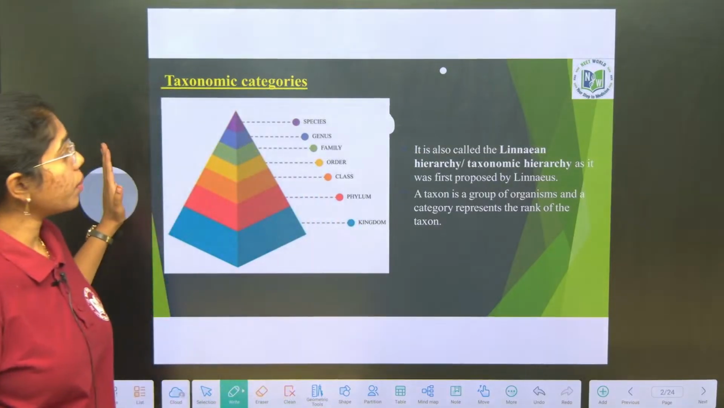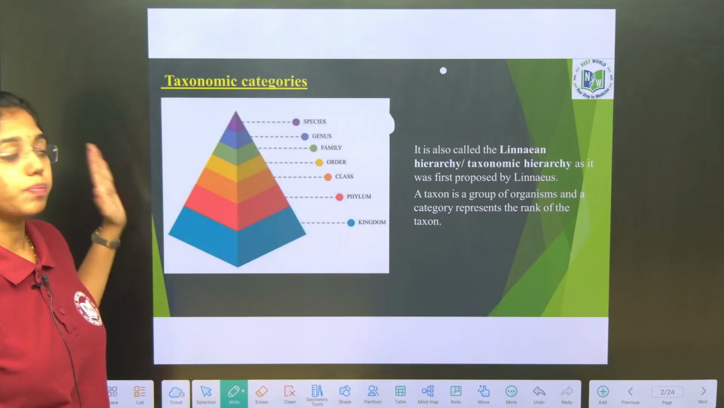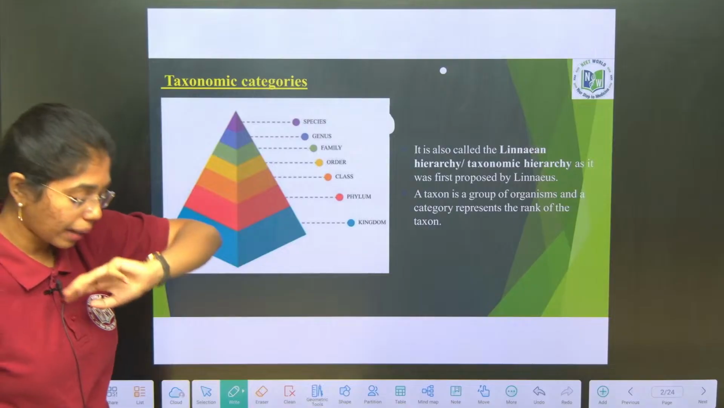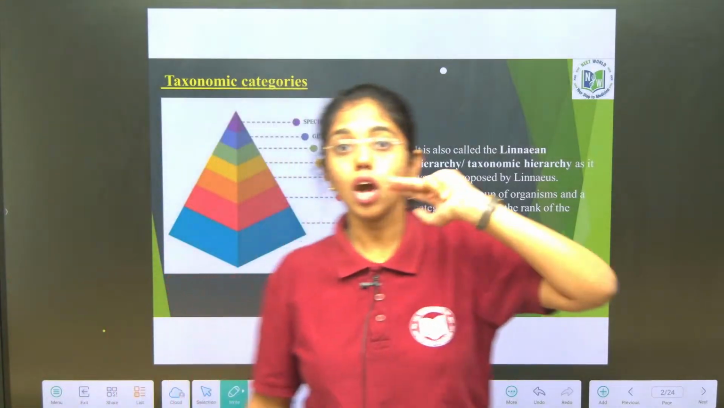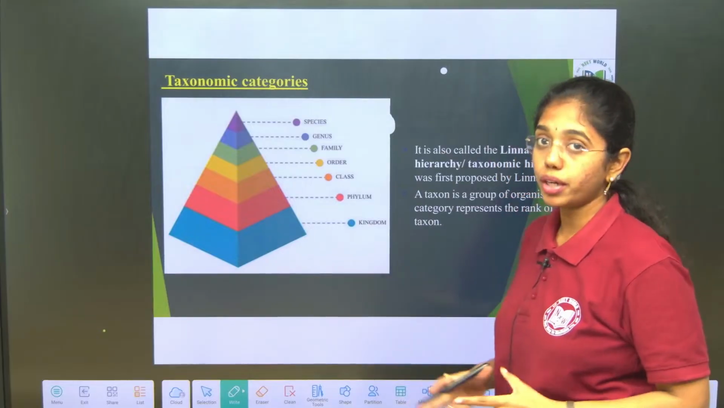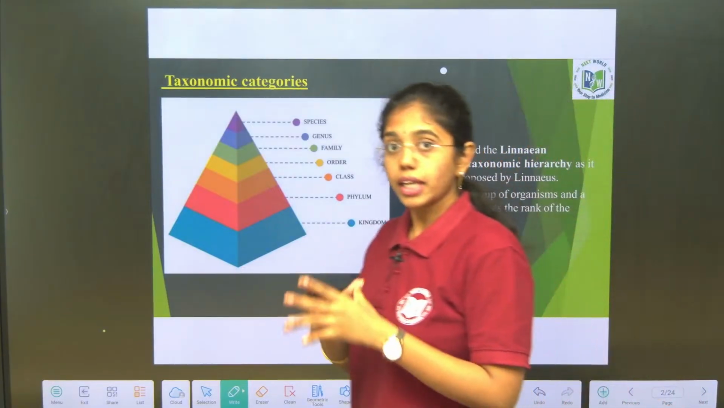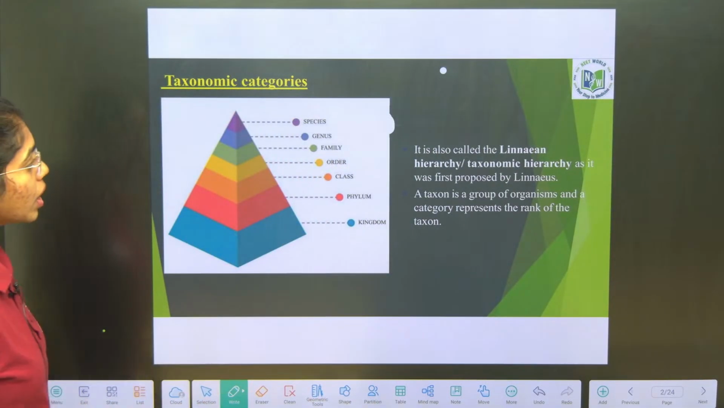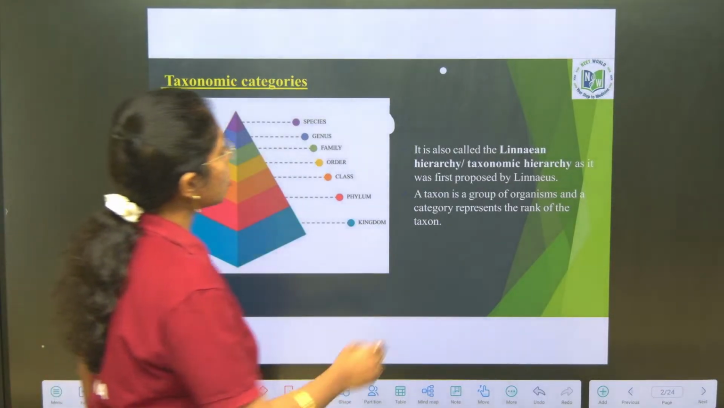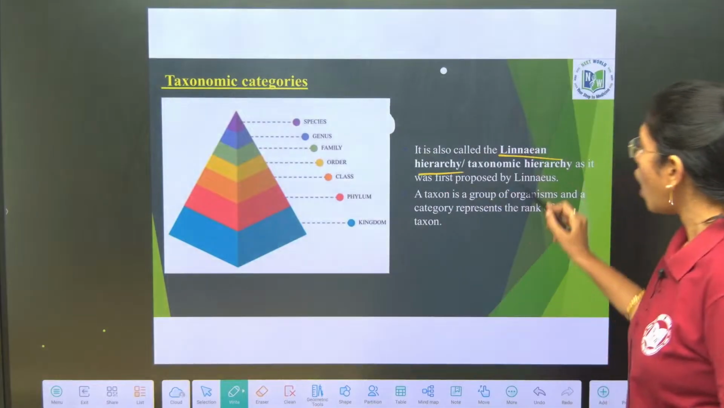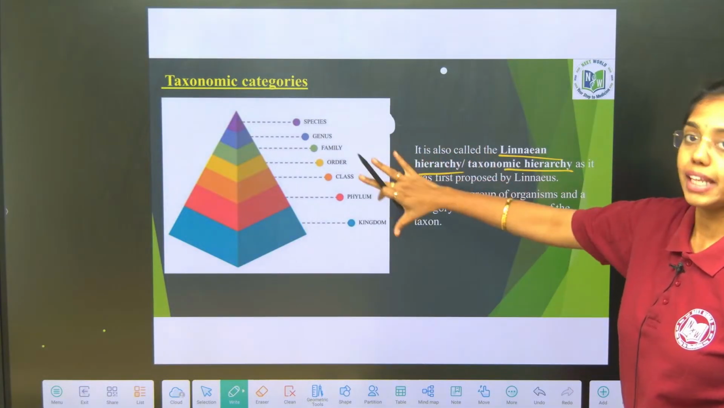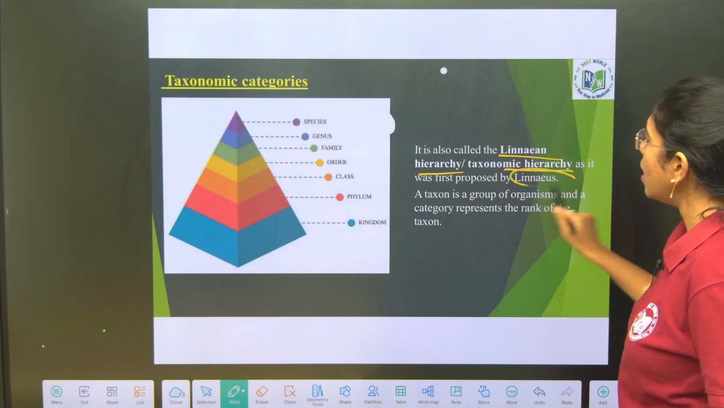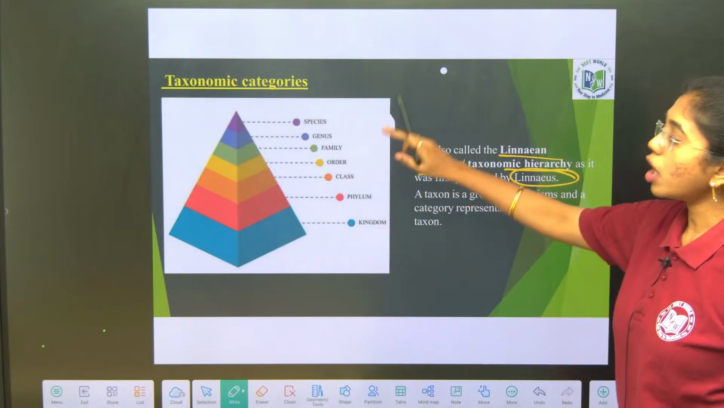From taxonomic categories and taxonomic aids we can expect more questions. It is a very important concept; every year you will get either a tabulated form or a statement based question on taxonomic categories, that important it is. Before getting into the taxonomic categories, you have to know what the taxonomic hierarchy actually is. It is also called the Linnaean taxonomic hierarchy. Taxonomic hierarchy or Linnaean hierarchy is one and the same. This is proposed by whom? Linnaeus.